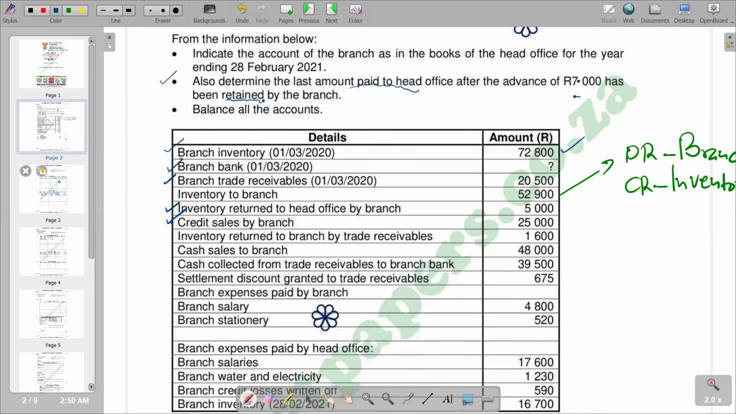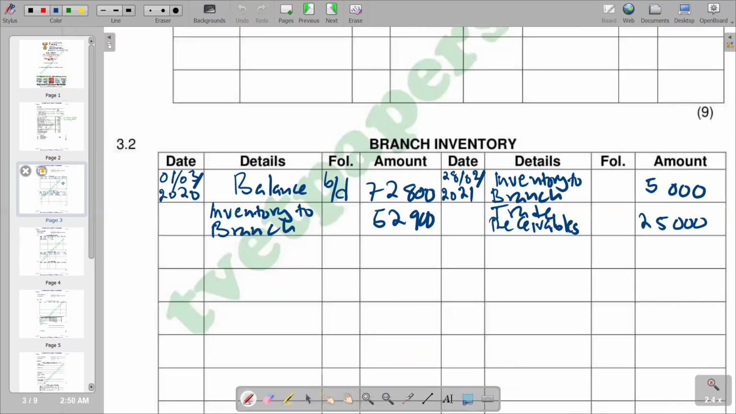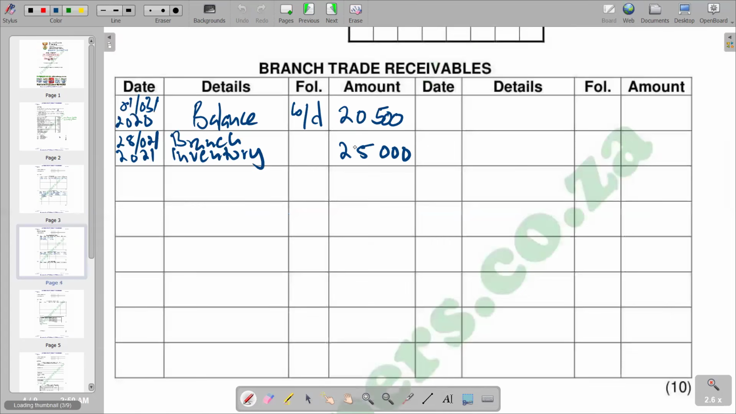So this is what we have. So we start with our branch inventory. We debit 1,600. So we come here. We're now saying it's going to trade receivables, and then we have an amount of 1,600. Then from there, we can now go to the credit side of the trade receivables and put a 1,600.